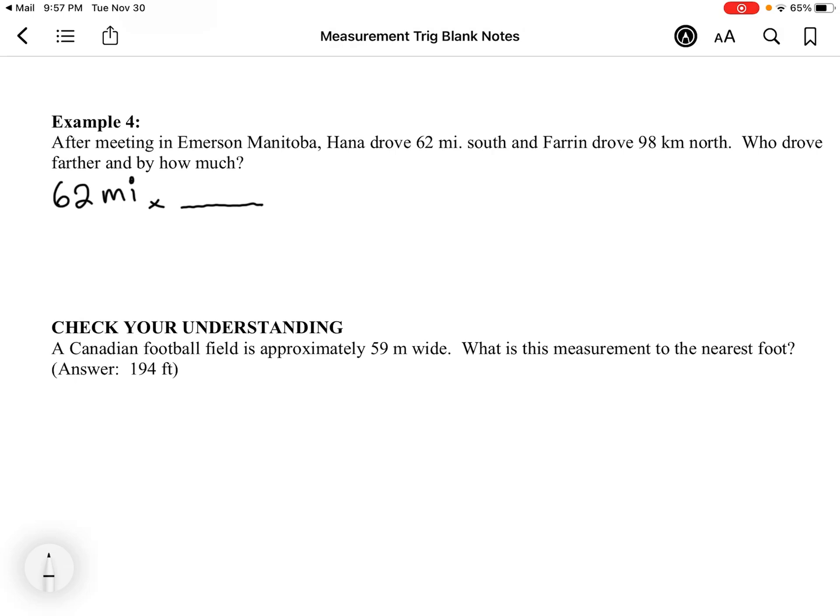So the reason why we have both is that a lot of people like to always put 1 in the denominator. So if you want to, you could use that version of the conversion factor.